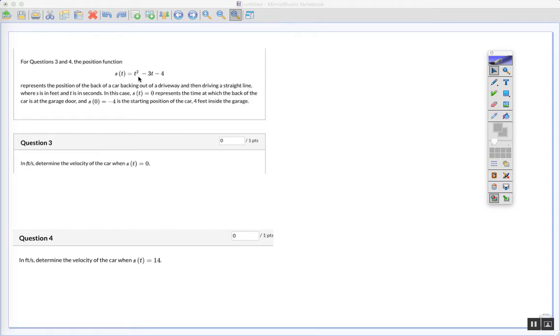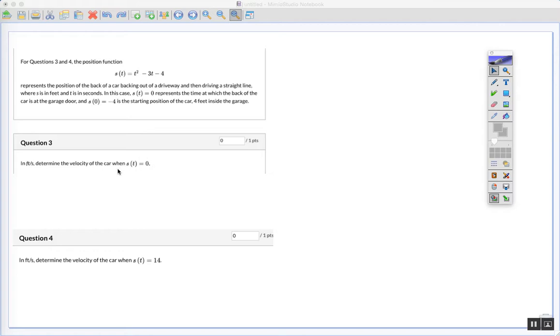So for questions 3 and 4, it tells us to use this function here, this position function, t squared minus 3t minus 4. And it says it represents the position of the back of a car, backing out of a driveway, and then driving a straight line, where s is in feet and t is in seconds. So in question 3, it says determine the velocity of the car when the position is equal to 0.